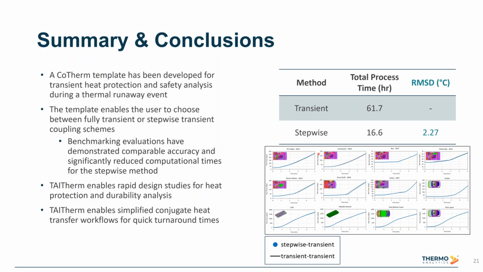Okay, so just to summarize, we have developed a Cotherm template for transient heat protection and safety analysis during a thermal runaway event. This template enables the user to run either fully transient or stepwise transient coupling schemes, and based on our benchmarking evaluations, we've demonstrated comparable accuracy, very low RMSD, but also significantly reduced computational times for the stepwise method, 3x speed up in this example.